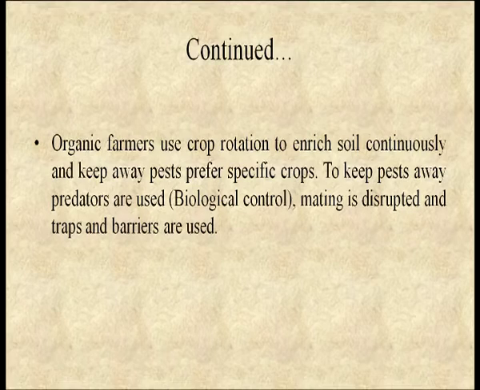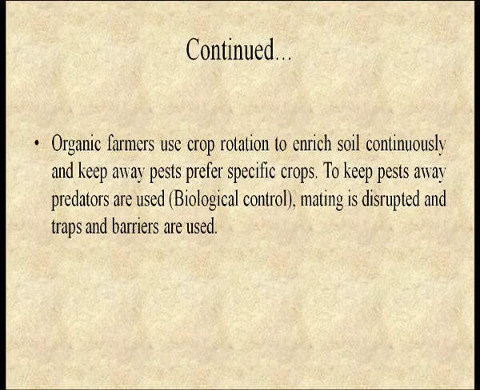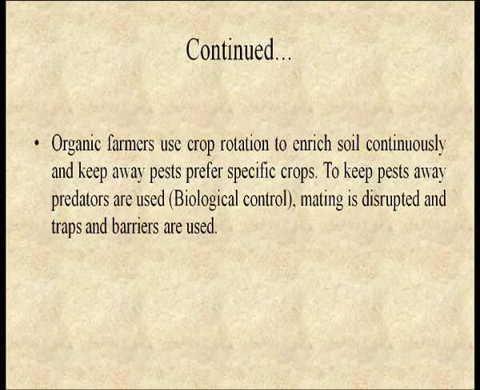Organic farmers use crop rotation to enrich soil continuously and keep away pests. Prefer specific crops to keep pests away. Predators are used. Mating is disrupted and traps and barriers are used.